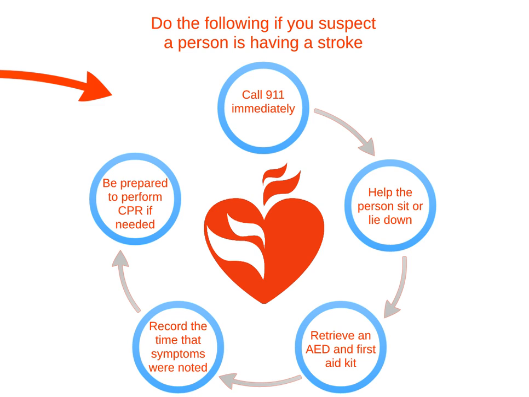If you suspect someone is having a stroke, call 911 immediately. Help the person sit or lay down. Retrieve AED and first aid kit. Record the time that neurological symptoms were noted, and be prepared to perform CPR if needed.